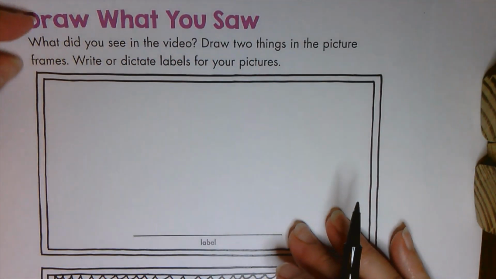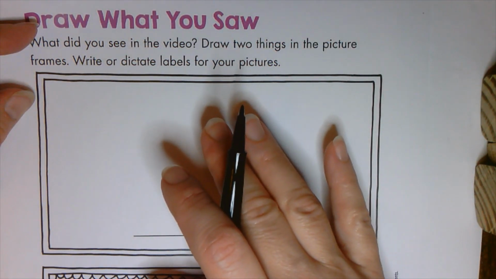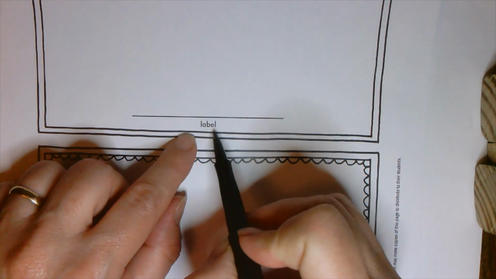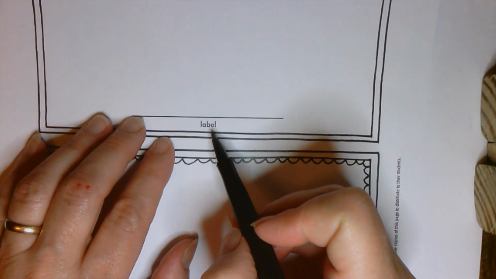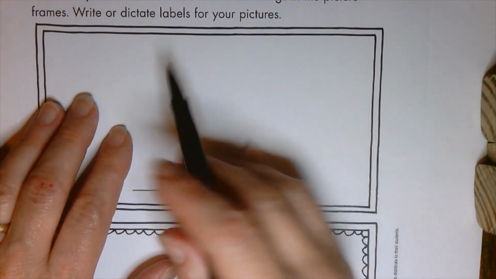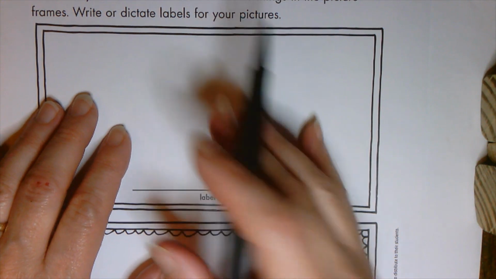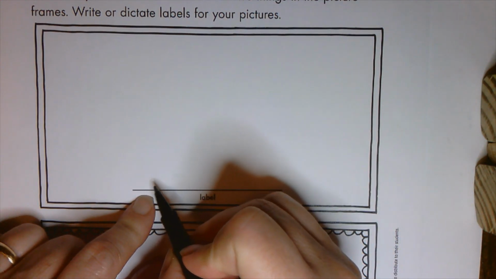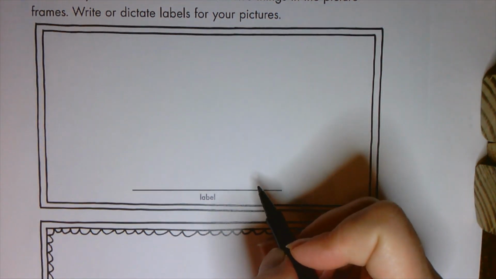So there were a lot of things in that video. Go ahead and choose two of them. Put one in each box. And then this little line right here says label. So of course, we're not studying about butterflies right now. But if you were studying about butterflies and you had drawn a butterfly in the chrysalis up here, you might take your best guess on how to spell chrysalis and write it here.